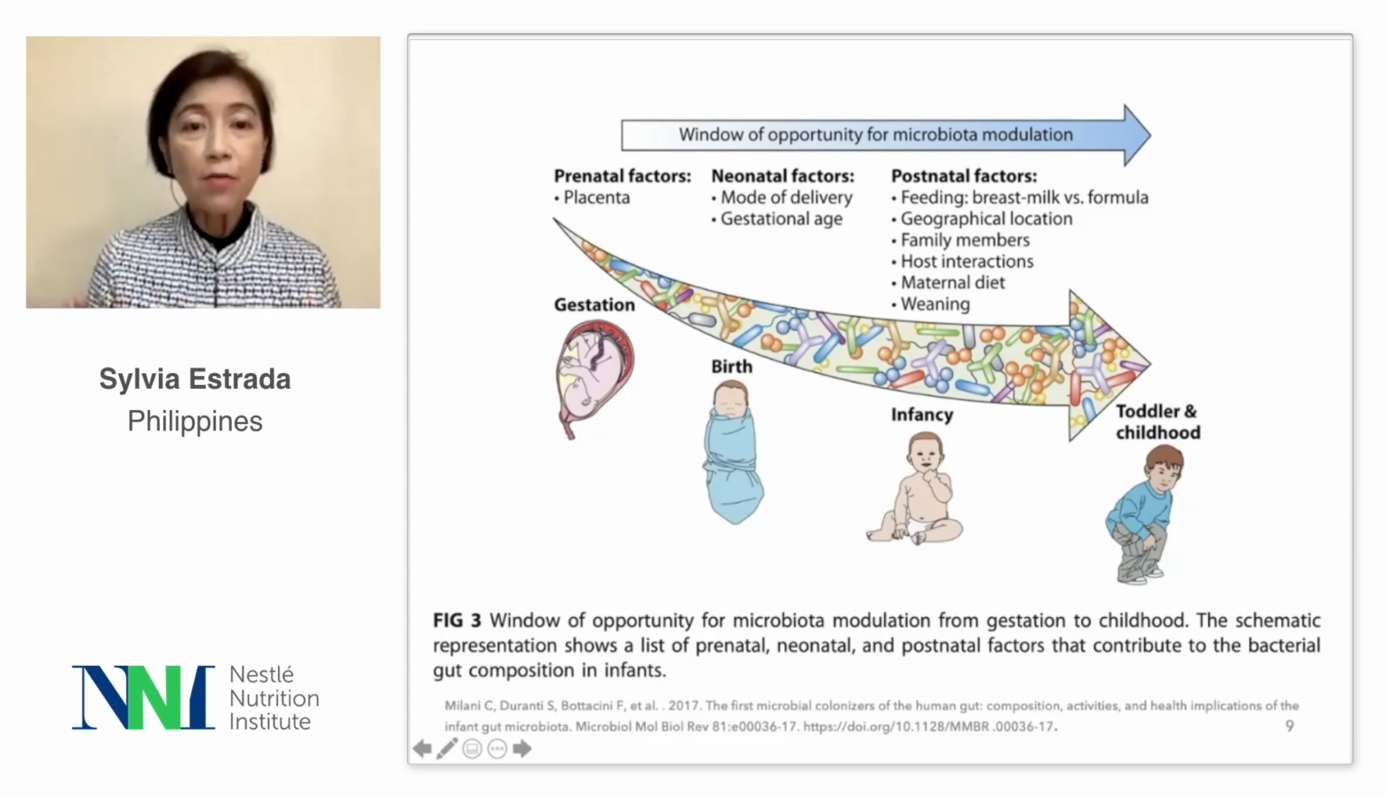Prematures would have a narrower range of gut microbiota. Other postnatal factors: whether you're breastfed or formula-fed, breastfeeding gives a wider diversity of microbiota. Where you live, rural or in a more cosmopolitan area, the rural environment is actually more friendly to your gut microbiota. Family members, siblings actually enrich a child's gut microbiota, host interactions, maternal diet, and weaning.